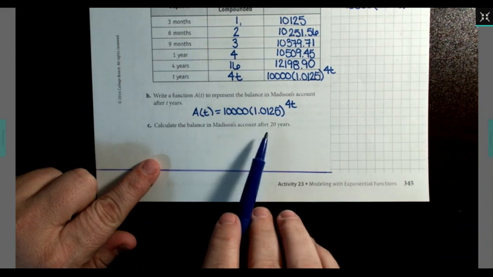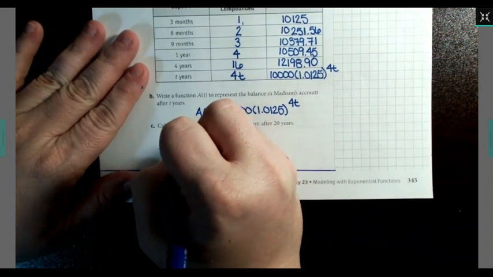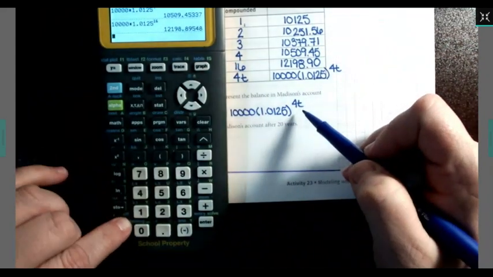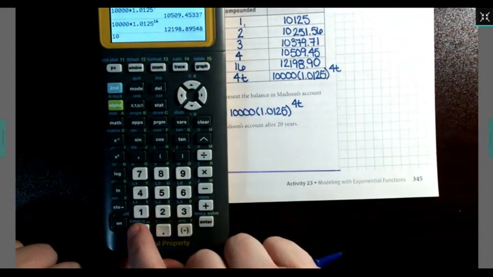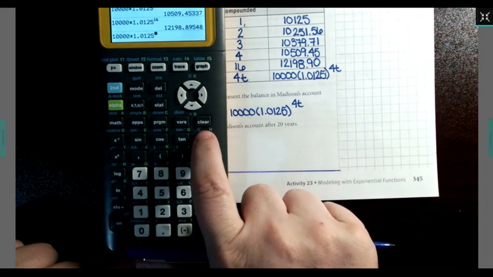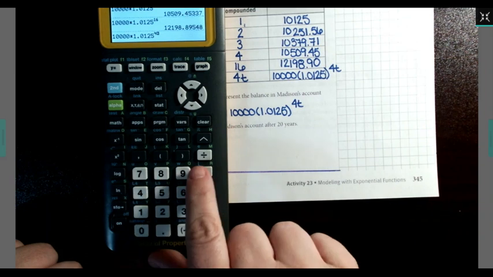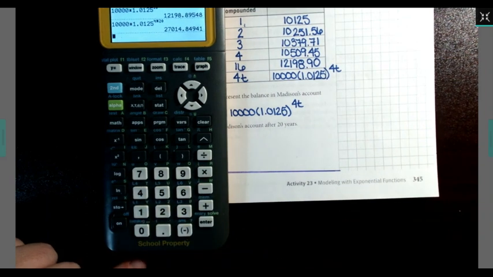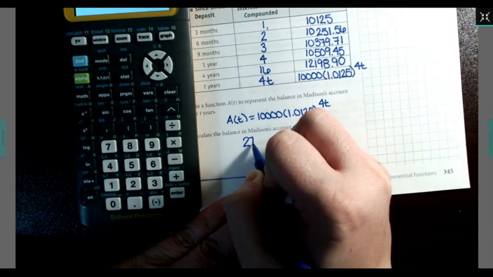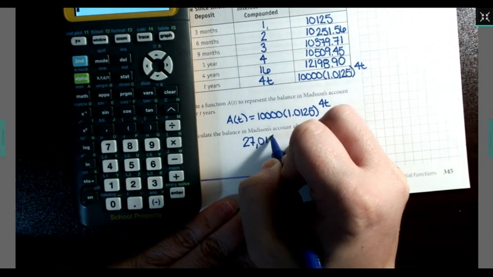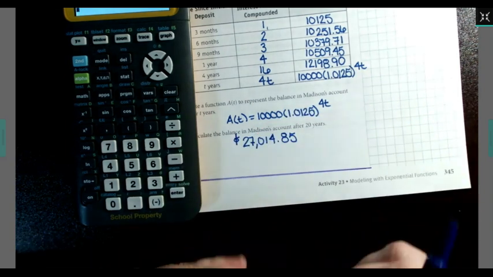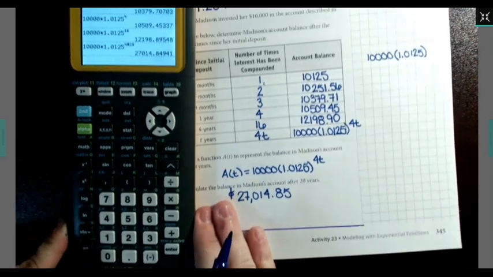Calculate the balance in Madison's account after 20 years. Now remember, t is 20. So we're going to do 10,000 times 1.0125, and up in my exponent, I'm going to do 4 times 20. That gives me $27,014.85. Oops, sorry, you couldn't see my amount.